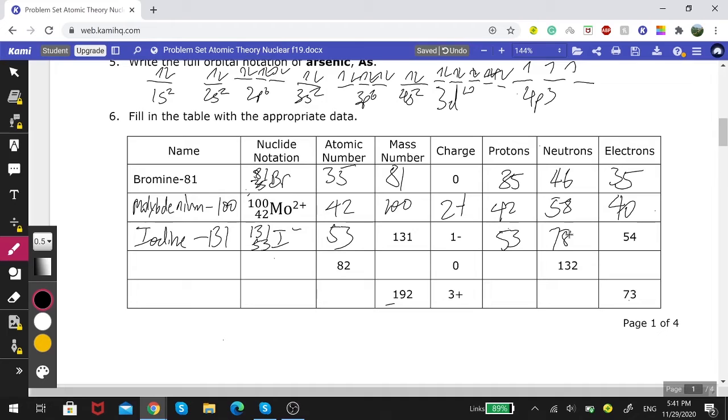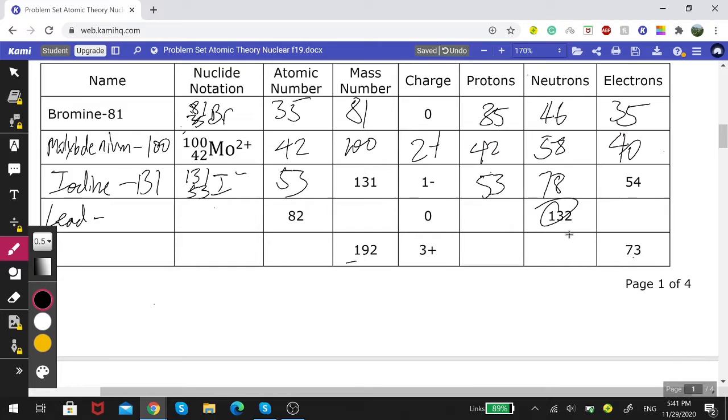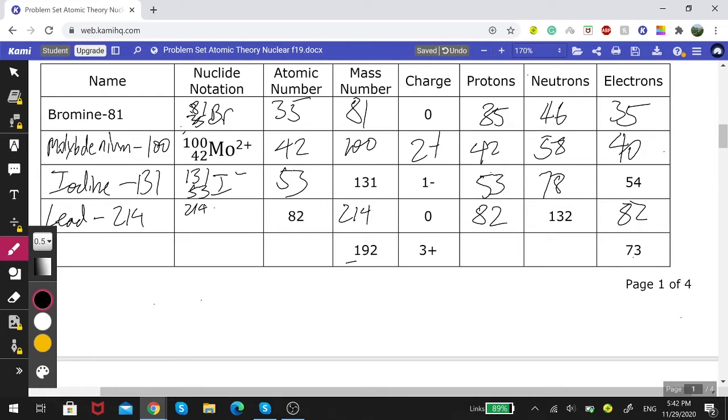Alright, next one, atomic number of 82. 82 on the periodic table is Pb, lead. Lead with 132 neutrons. Protons is 82 as well. Neutral charge means 82 electrons. Mass number is 82 plus 132, which gives us 214. 214 goes on top, the bottom is atomic number 82, Pb, neutral charge, which means nothing.